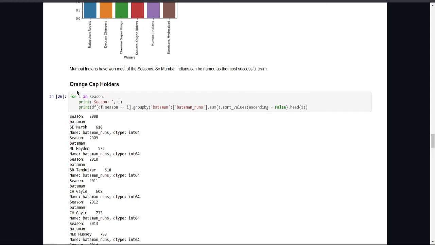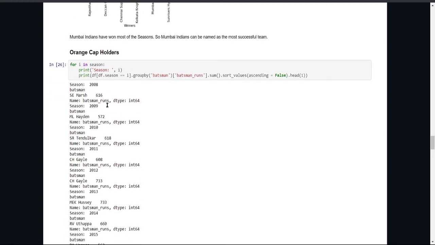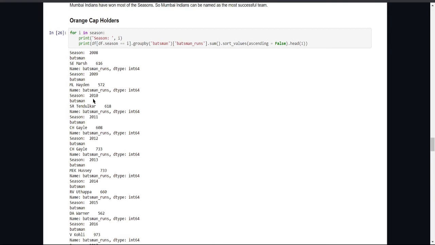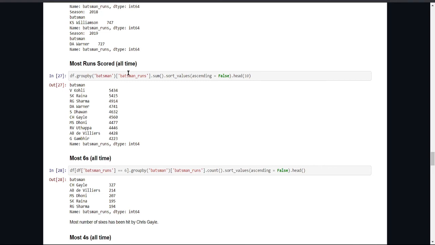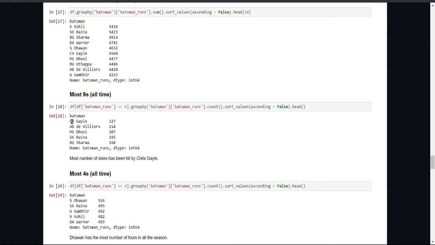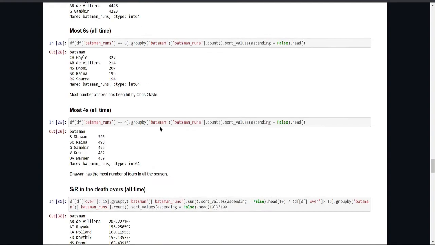Next up, we move on to the orange cap holders for each season. You can see that Shaun Marsh had the orange cap in 2008. Hayden had it in 2009, Tendulkar had it in 10, and so on. Most runs scored in the IPL seasons is by Virat Kohli, which is around 5,434 runs, followed by Raina, who's not far behind. Most sixes hit was by Gayle, which is on 327, and fours by Shikhar Dhawan.